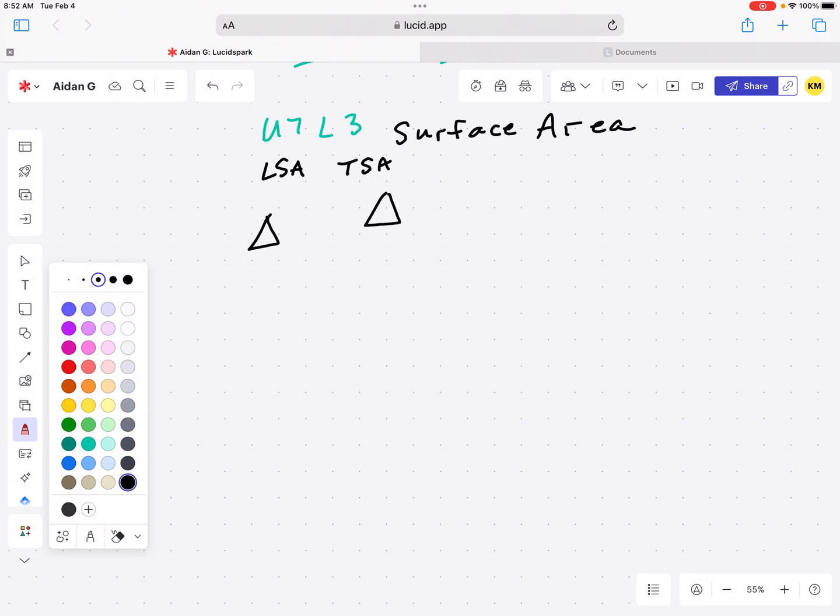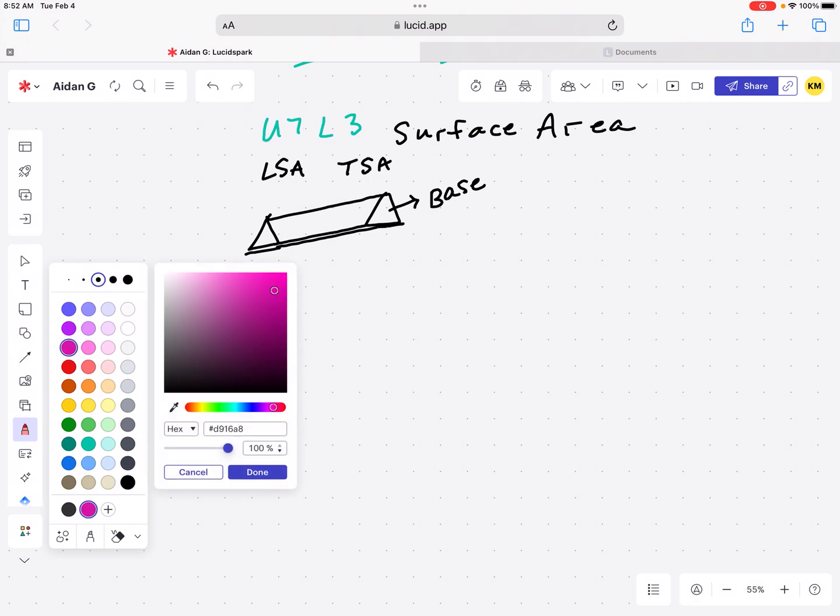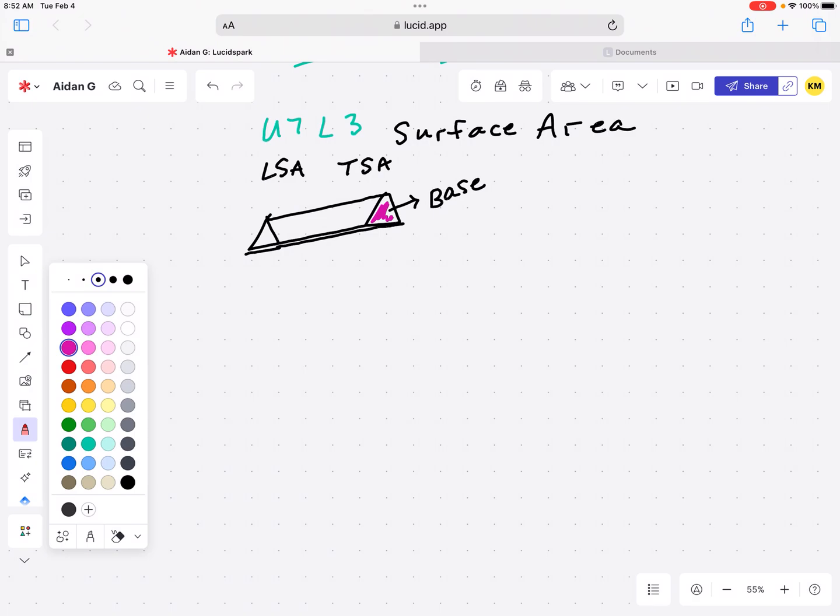If I have a triangular prism here, lateral means... This right here is a base. That's important for you to understand, that the bases are the ends. When you have some sort of prism, you should set it up where the bases are on the bottom and top. So this is a base on the top, and this is a base on the bottom.